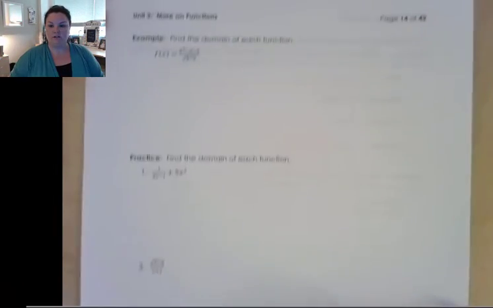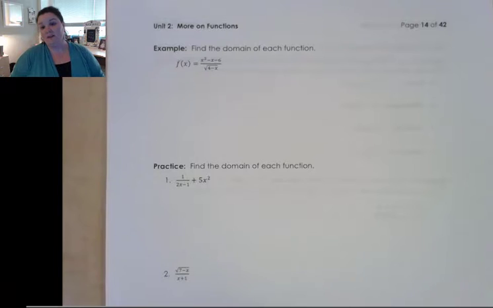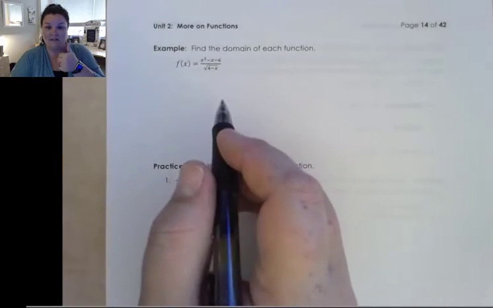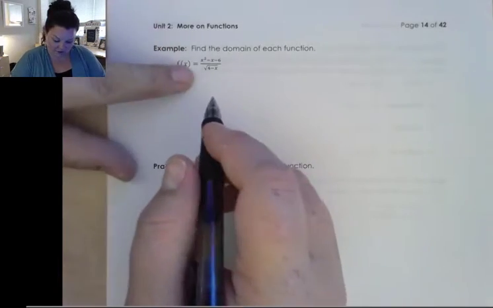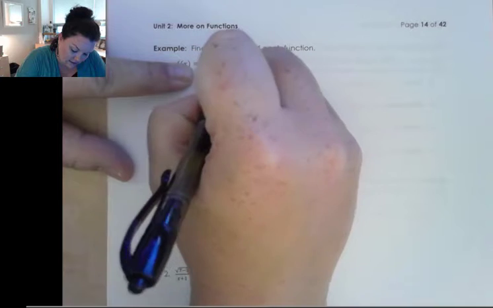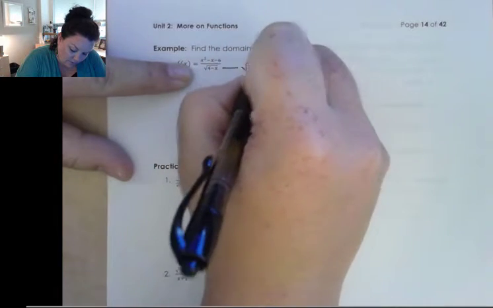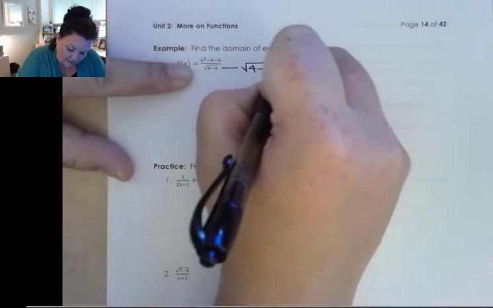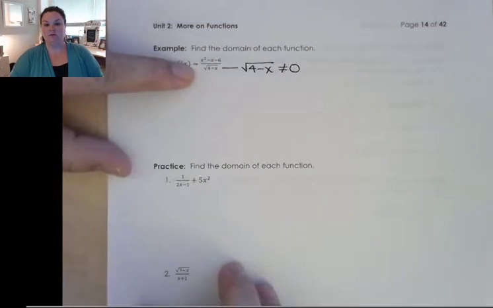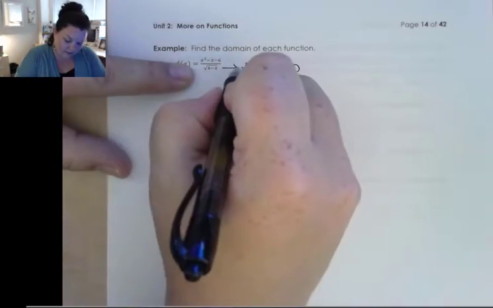So on the first one, or on the third one actually, right? We want to go ahead and look, do we have denominators? Yes, we do have denominators. This tells us that the square root of 4 minus x cannot equal 0, okay, because that's in my denominator.